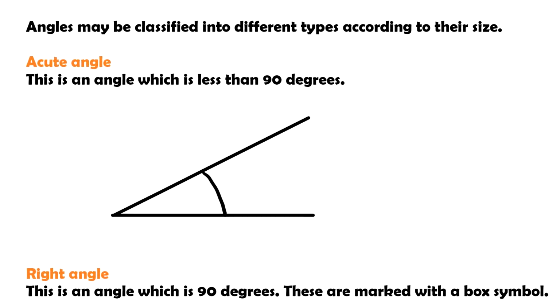You may also notice that there's a curved line there. That is showing us that angle, remember? So we're saying that this angle is less than 90 degrees, therefore it is classified as an acute angle.